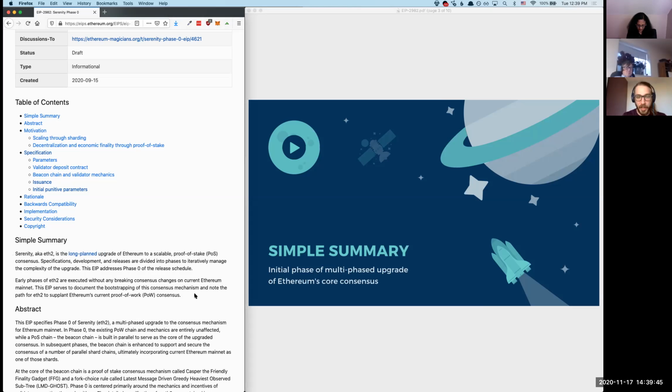And what this does is breaks up the upgrade of SERENITY into a number of phases, and this is the initial bootstrapping, I say that right here, of this new consensus mechanism in parallel to the existing proof of work, but with the intention that it becomes Ethereum's consensus mechanism in the future. So a simple summary, nothing crazy. We're trying to get proof of stake out. Simple summary says that.